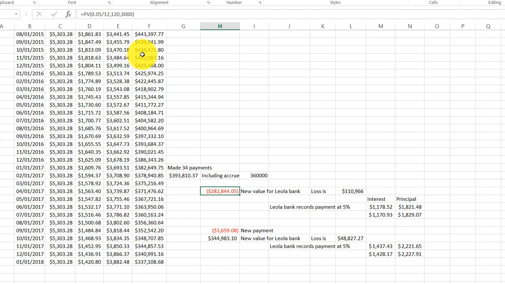To figure out what the new value of this loan is, the amount that it's actually worth, we have to use the present value function. We use 5%. You always use the old rate. It doesn't matter what the new rate is.